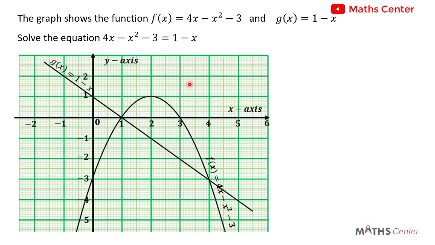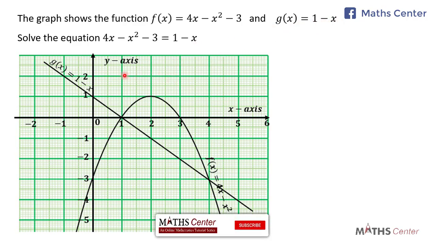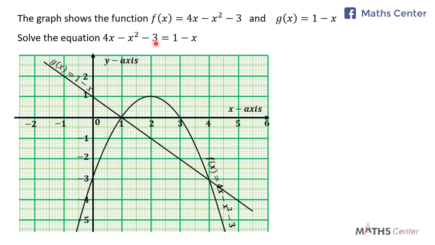So on this graph sheet, we have the graph of two functions. The first one is a quadratic function, and it is given by f of x is equal to 4x minus x squared minus 3. And the second one is a linear function, and it's given by g of x is equal to 1 minus x. The question wants us to use the graph of these two functions to solve the equation 4x minus x squared minus 3 is equal to 1 minus x.